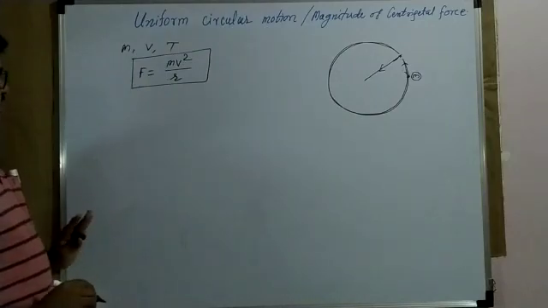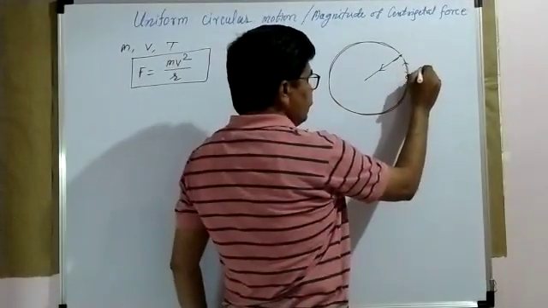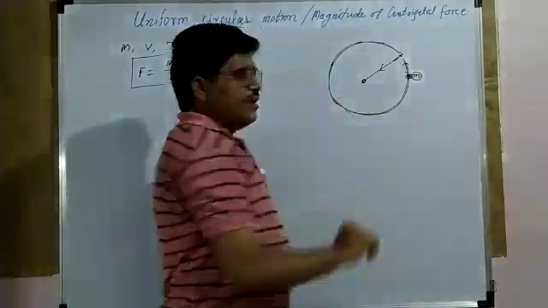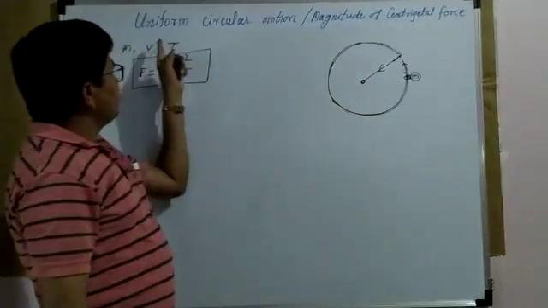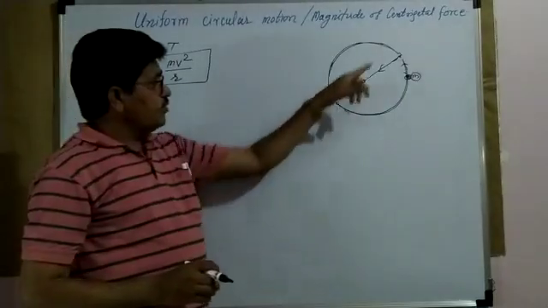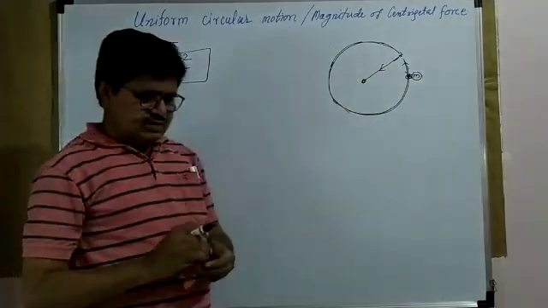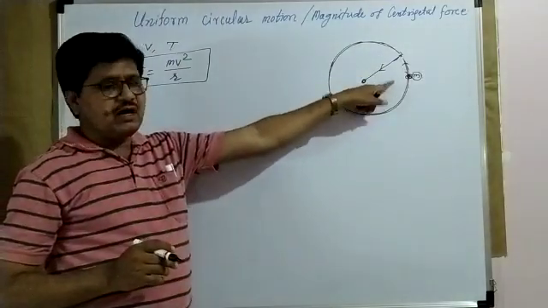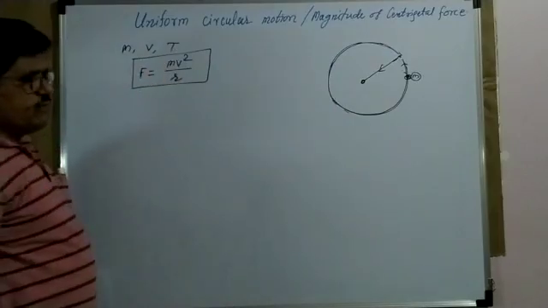In place of any object, consider the earth and the sun. Suppose this is the position of the earth, and the earth is revolving around the sun along the circumference of a circle. Your earth is revolving around the sun in a uniform circular motion. At this time, the centripetal force acts on the earth towards the center, towards the sun. How much centripetal force acts on the earth towards the center, that is also F equal to mv square by r.